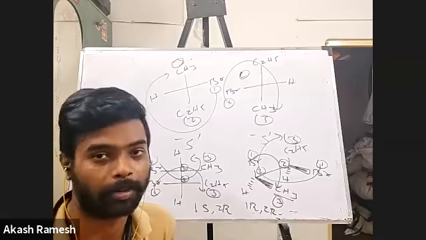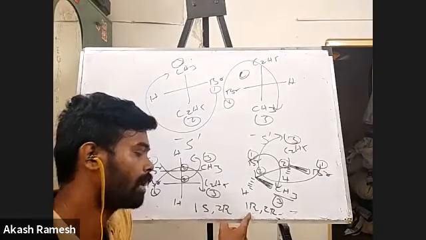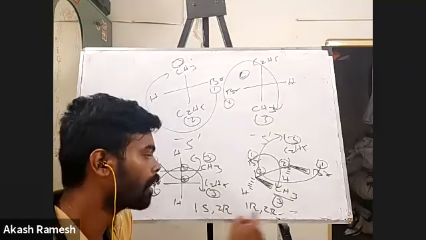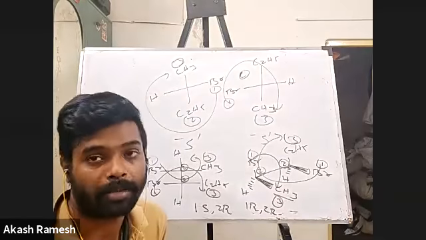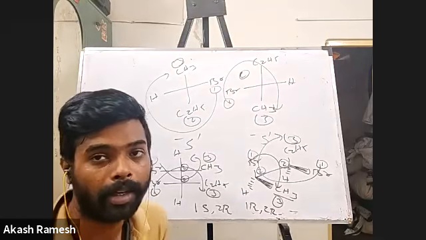So what are they? They are diastereomers. Obviously, right? Because you see, 1S and 1R are different, and 2R and 2R are the same. So one of them is the same, one of them is different. So definitely they're going to be diastereomers.